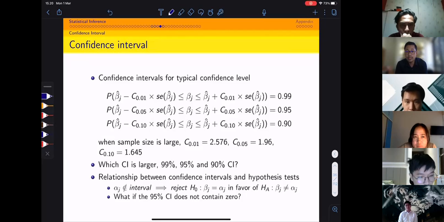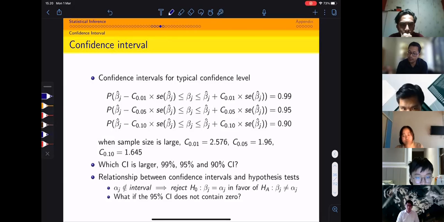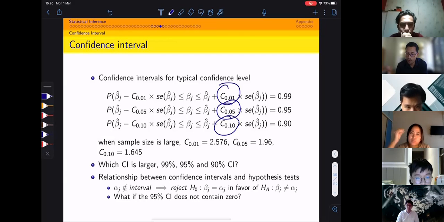Okay, so these are several confidence intervals based on the value of alpha, and alpha is going to determine the critical value. For a very large sample, the critical value for the 1% significance level is about 2.6, for the 5% level it is about 2, and for the 10% level it is about 1.65.